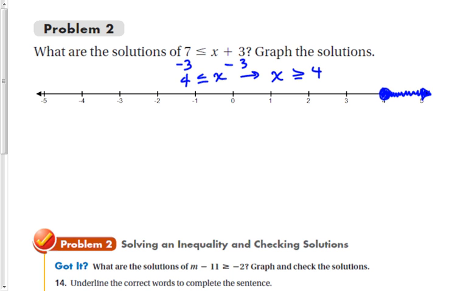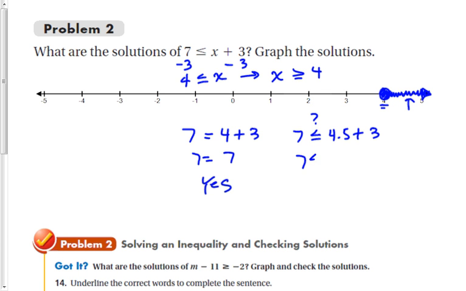And that'll keep going. And then again, to check that, when I substitute 4 in, it should equal. So 4 plus 3 should equal 7. And that is true. 7 is equal to 7. So I got a yes there. And then I'm just going to pick one other number. Maybe this time I'll just use 4.5, substitute 4.5 in. So 7 is less than or equal to 4.5 plus 3, just to check if that's true. 4.5 plus 3 is 7.5, and 7 is less than that, so we have a yes there. So I think we have the right solution. All right, you try that.